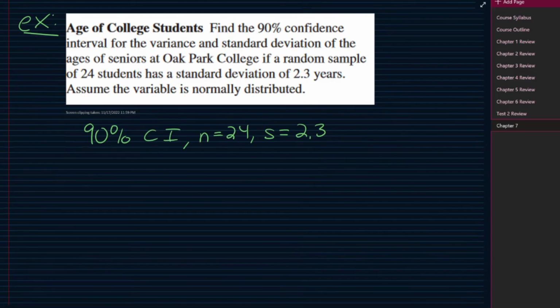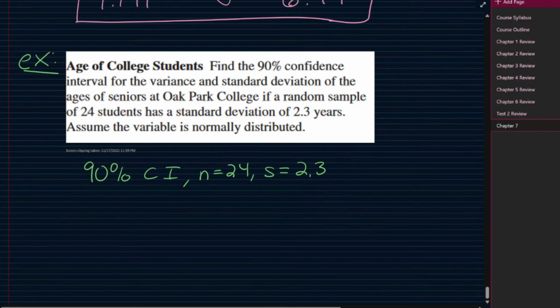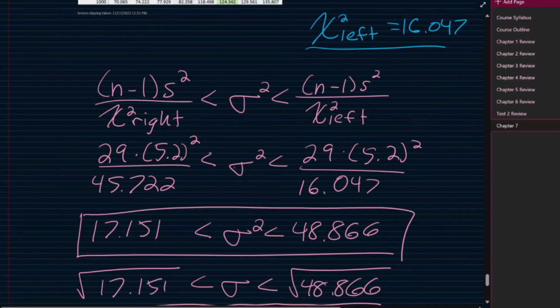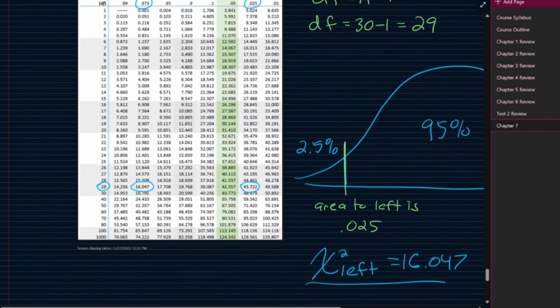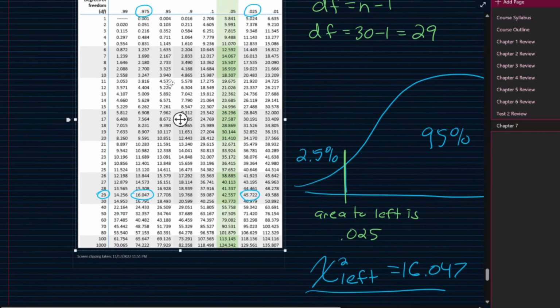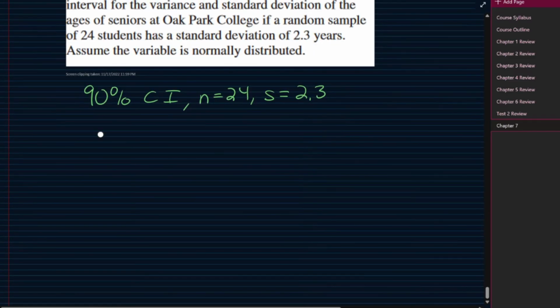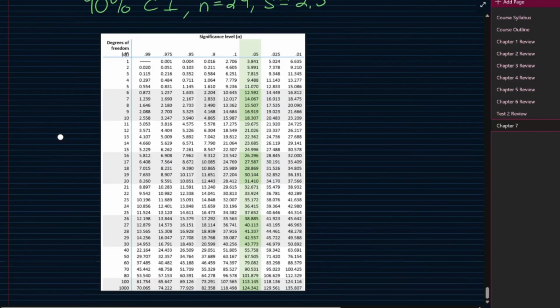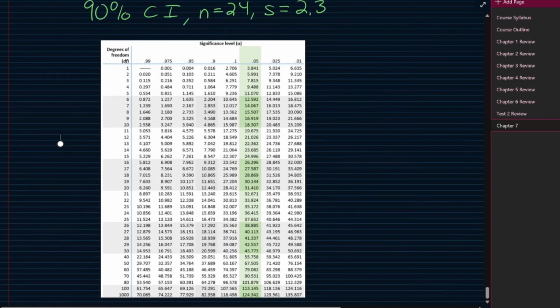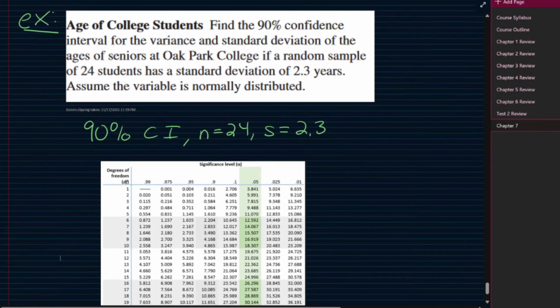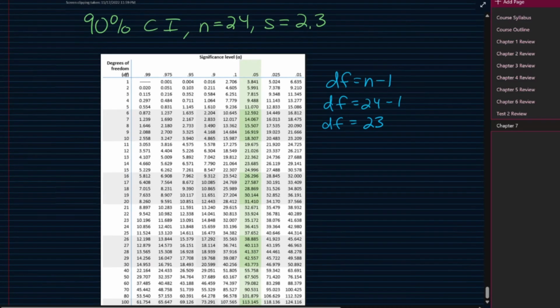And again, since we're looking for sigma squared and sigma, we use the chi-squared tables for this to figure out the value that goes right here in the denominator of these formulas. So our degrees of freedom, remember that's always just n minus 1. So it's 24 minus 1, aka 23. So we're in this row, and it's a 90% confidence interval.